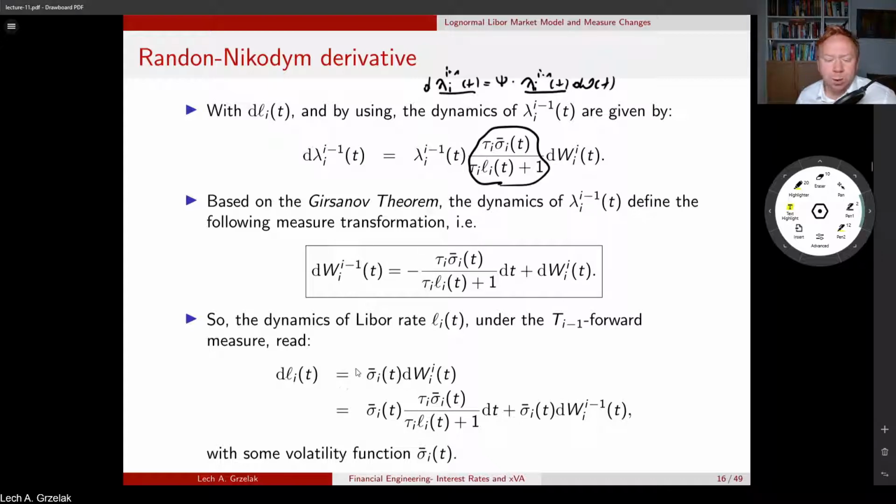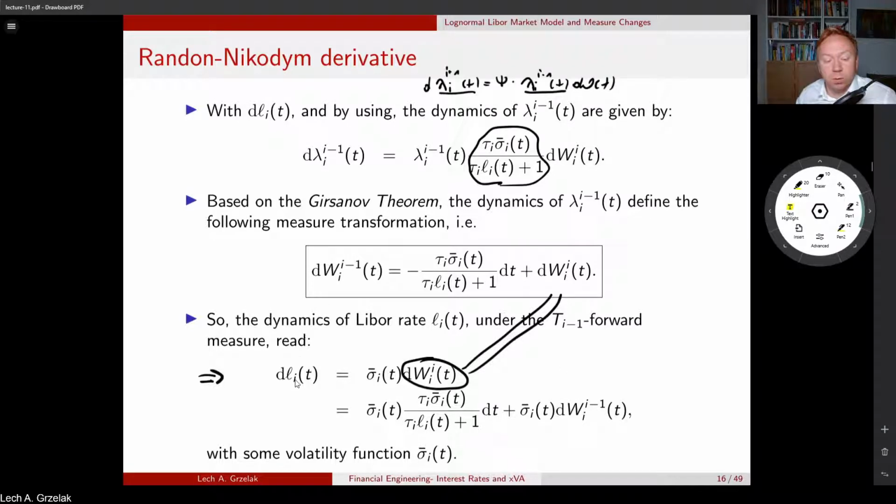So the next step would be to substitute. Of course, now we start with the definition of the Libor. We would like to change the measure of I to be in the I minus 1 measure. So we just take this term here, and we substitute it with this expression. We take this part to the other side. And this is the expression we have. So this dynamics here shows us the dynamics of the I-th Libor under the I minus 1 measure.